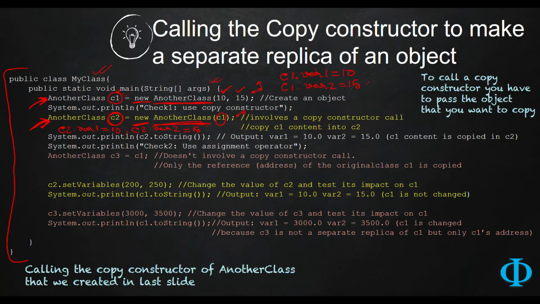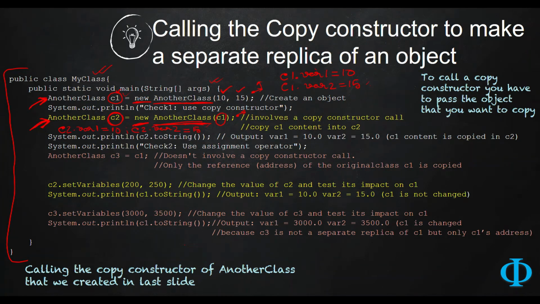Because it is just a field by field copy. So now C1 and C2 are entirely different objects, because look, in both cases you have used the new operator, so that means you have created entirely new objects, and each field of C1 has been copied into C2 separately. So they are both different copies of the object.